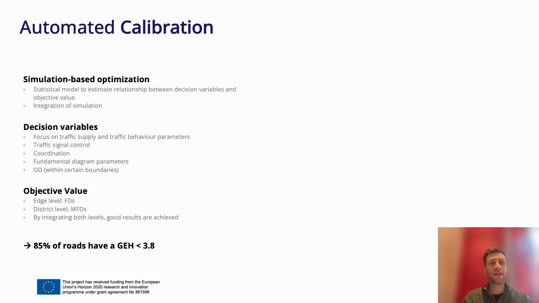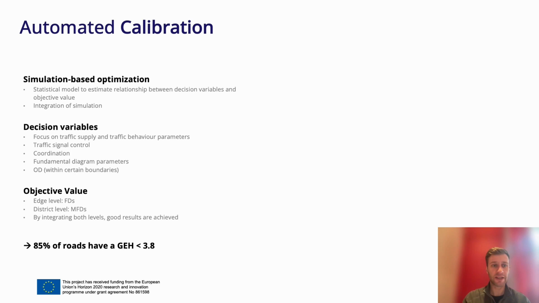We then go on and start to calibrate the simulation. Once we have some rough idea of what happens on the demand side, we start calibrating also the supply side. What we mean by that is we focus on traffic supply and traffic behavior parameters, traffic signal control, which we haven't touched upon in this lecture so far, and then on the coordination of this traffic signal control, as well as fundamental diagram parameters. We then allow for a certain flexibility for the origins and destinations to move within certain boundaries to correct for certain issues that we didn't catch with the first OD estimation that we did in the beginning with the endogenous demand modeling.